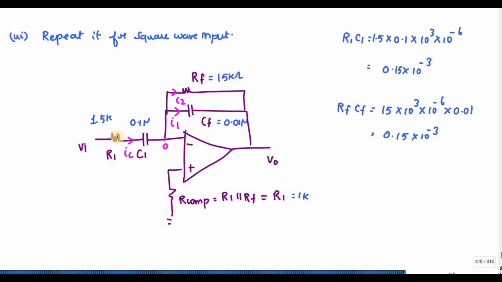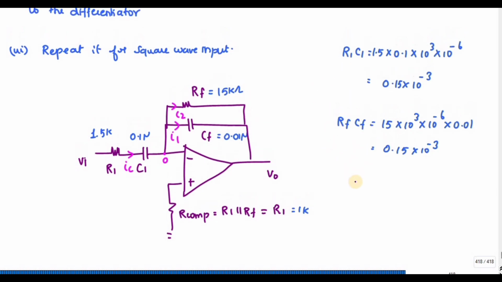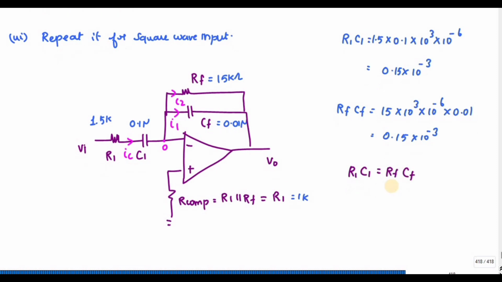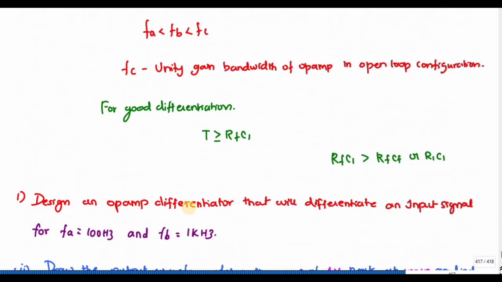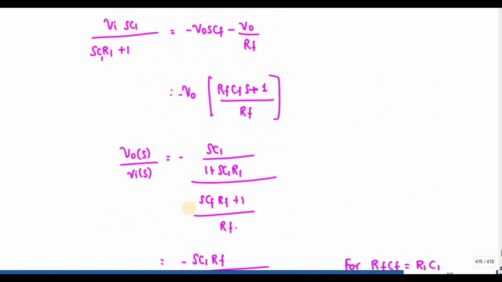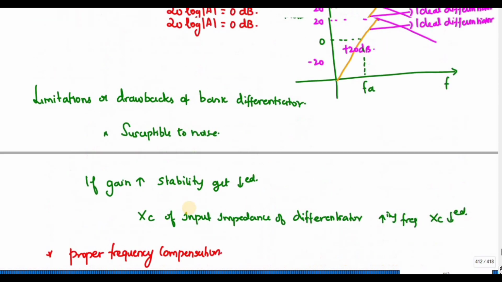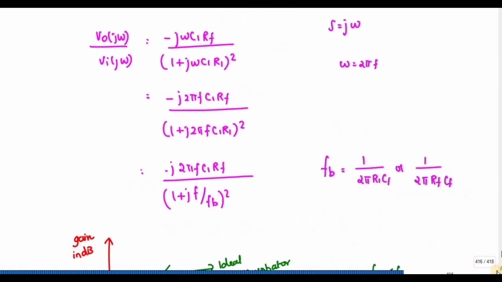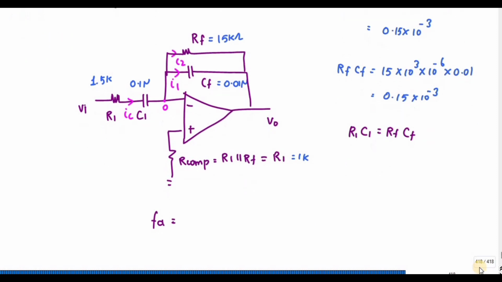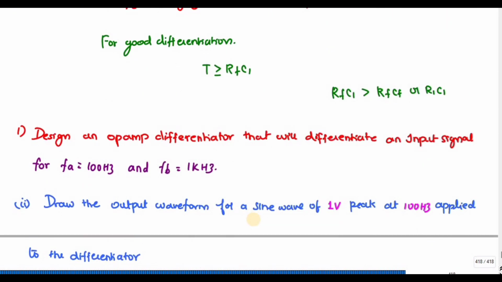Okay. So for this one, if you see R1 C1 is equal to R of CF, so I have put the resistance like this, and I know the value of FA, right? What is the formula for FA? From the ideal differentiator, FA is equal to 1 divided by 2 pi R of C1. So I can write FA is equal to 1 divided by 2 pi R of C1, that is equal to 100. They have given to design FA equal to 100 Hz.